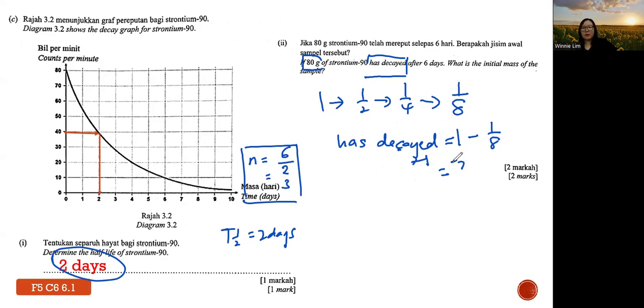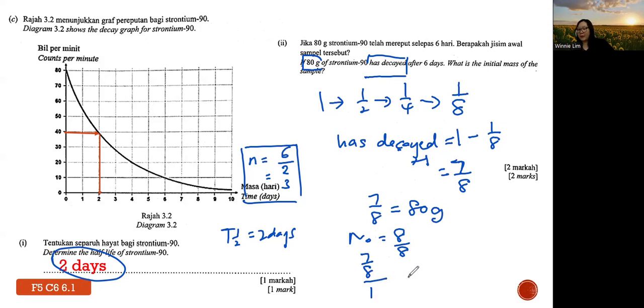So we have 7/8. Then from here, 7/8 is actually how many grams? 80 grams. Okay, so N naught is 8/8. Then you are finding the ratio idea. 7/8 is to 8/8, or 1, equals to what? 80 over N naught. So finally, back to the basics, you will get N naught equals to 80 times 8/7. So we will still get the same result, 91.4286 grams.